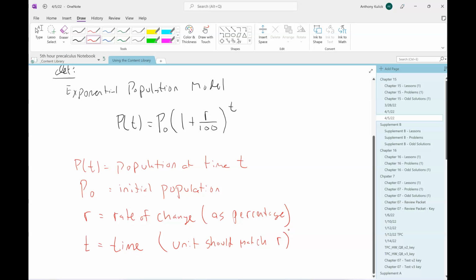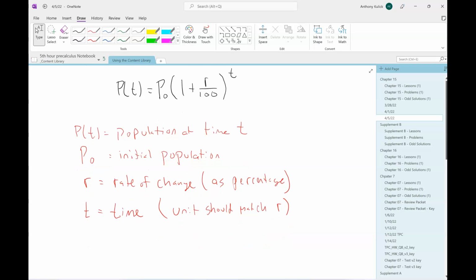And the unit of time that we'll be using should match the unit in the rate of change. So if it's 5% per year, then we'd want to describe the time in years. If it's 5% per month, then we'd want to describe the time in months. If it's something weird, like 5% every 37 days, probably describe it in terms of days, but we'll have to modify our t a little bit to deal with stuff like that. Okay with that idea?